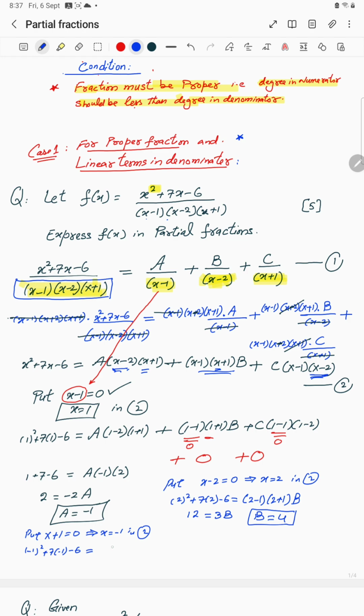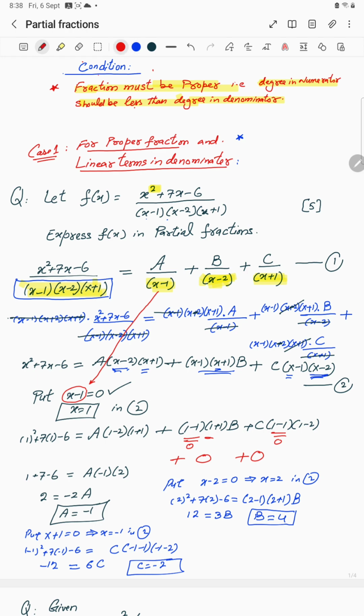Only the C term will be left, so you can write C times, that is here, minus 1 minus 1 and minus 1 minus 2. So simplifying it, we get 1, minus 7 and minus 6 is minus 13, plus 1 minus 12, equal to minus 2 and minus 3 becomes plus 6C. So C will be minus 2. So we have calculated the values of A, B, C.